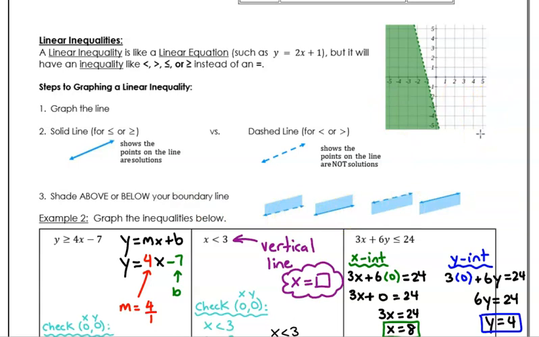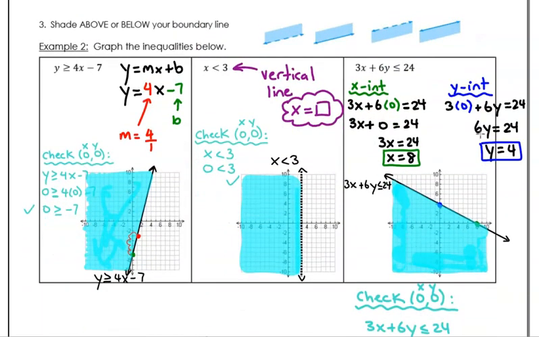I think it's just easier to explain through examples. So here are 3 examples. Notice that each of the equations looks kind of like equations we've dealt with before, but instead of an equal sign, we now have an inequality symbol.